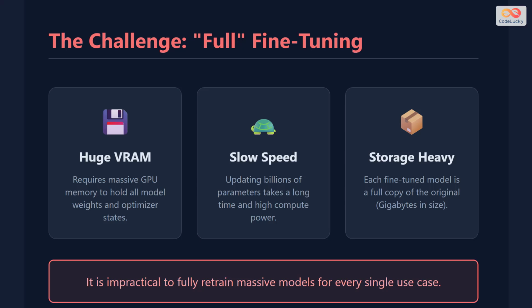However, full fine-tuning presents huge challenges. Large models have billions of parameters. Updating all of them requires an enormous amount of video RAM, or VRAM, to store the model states. It is slow, computationally expensive, and storage-heavy. Every time you create a new fine-tuned model, you generate a file that is gigabytes in size. This makes it impractical for most individuals and developers.